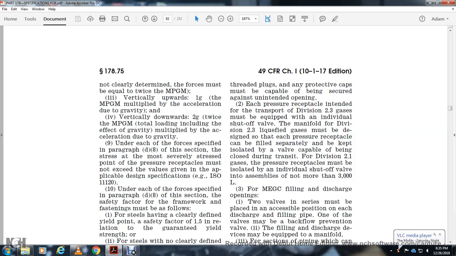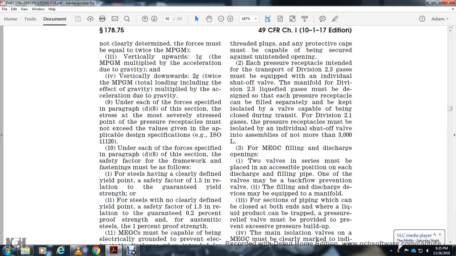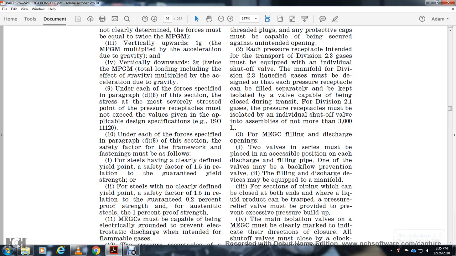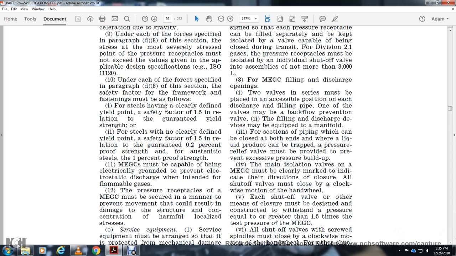The filling and discharge device may be equipped with a manifold for suction piping which can be closed at both ends, whereas liquid product can be trapped, and a pressure relief valve must be provided to prevent excessive pressure buildup. The main isolation valves on the MEGCs must be clearly marked and indicate the direction of closure.